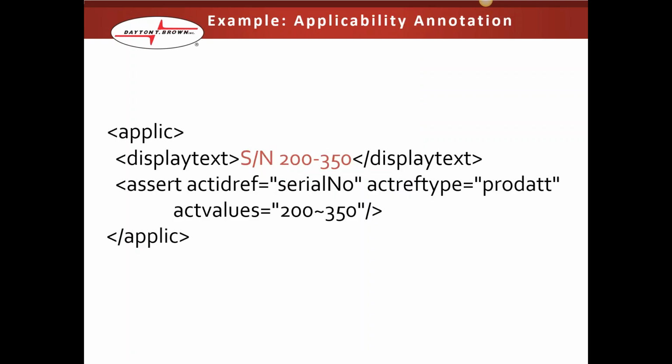And probably simpler when you look at it from a XML perspective. All right, so you have an assert here that I'm taking serial number out of the ACT. It's a product attribute, and this is the values. So all an IETP or publishing system would need is this applic statement with this simple assert, and it would know what to do. We also have this thing called display text. This is the human readable thing that says serial number 200 through 350. This is what humans read. They can't determine what all this other mess means. So we use display text to display the human readable side of that expression. All right. So that's a real simple applic statement.